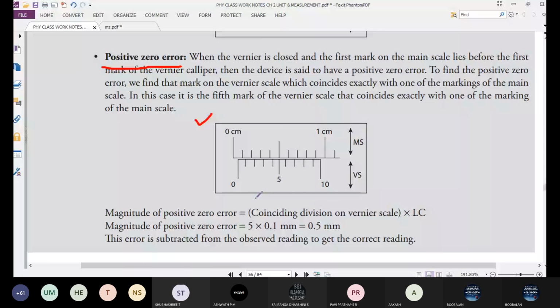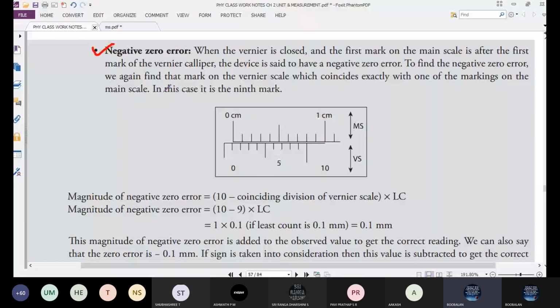Next one, negative error. Draw the diagram. So this is the formation for finding the value. 10. See here, 1, 2, 3, 4, 5, 6, 7, 8, 9, 10. The 10th point of the Vernier scale coincides with the main scale. So 10 minus the coincident division of the Vernier scale, into least count.